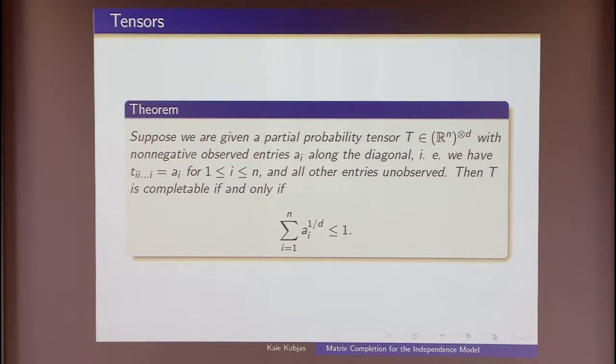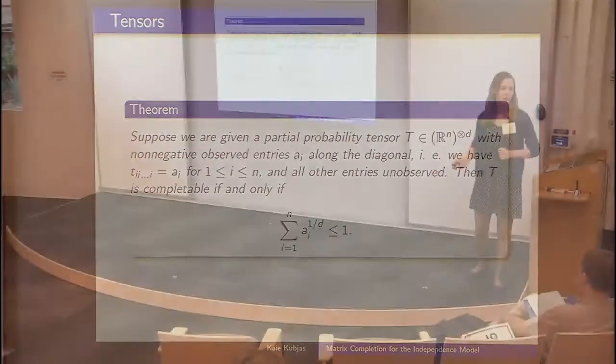Suppose that the observed entries in the tensor are d_1, ..., d_n, and all the other entries are not observed. And the tensor is of order d, so for matrices d is 2. 2 times 2 times 2 would be an order 3 tensor. And then the tensor has a desired completion if and only if the sum of the dth roots of the observed entries is less than or equal to 1. It is completable to a rank 1 tensor with all entries non-negative and entries summing to 1, the same conditions. And this corresponds to independent discrete random variables.